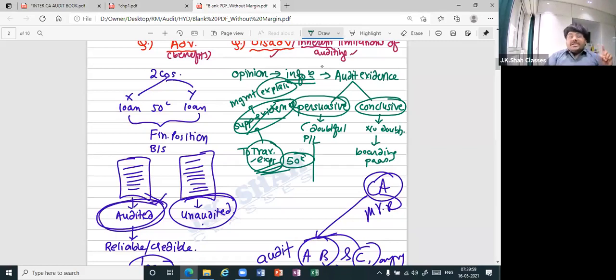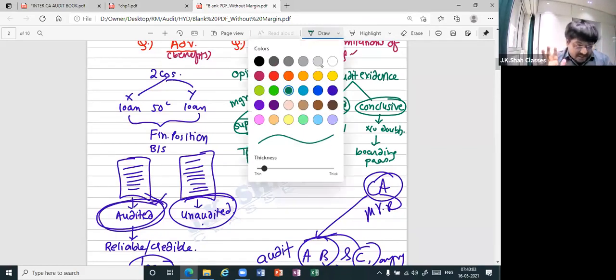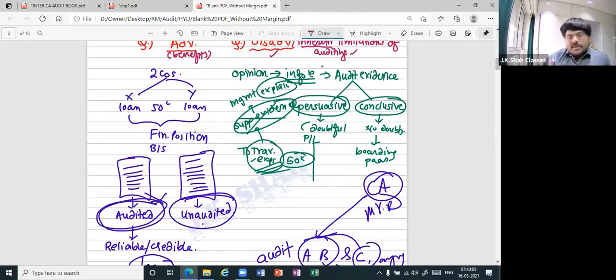Now the important question, I'm throwing it to you. Think and answer. Then I'll give you the break after this anyways. Think. What more information will you get in the financial statement? What will be the nature of that information in the financial statements? It will be more persuasive or more conclusive? Think. What will be the nature of the financial statements basically, majorly?